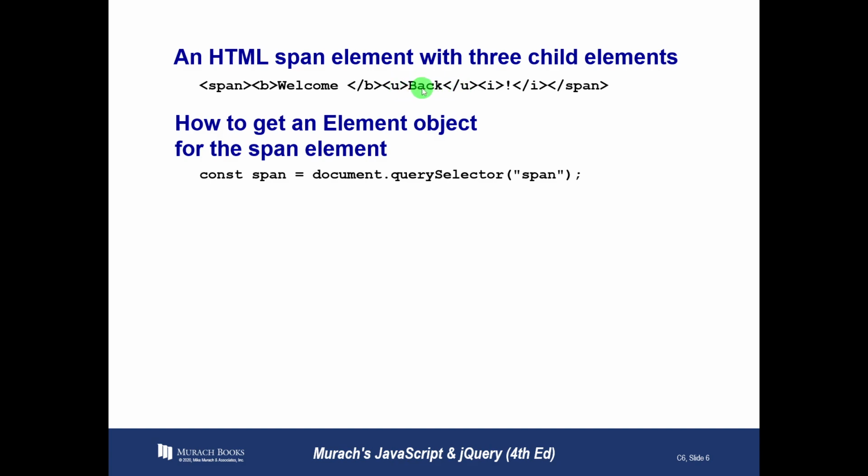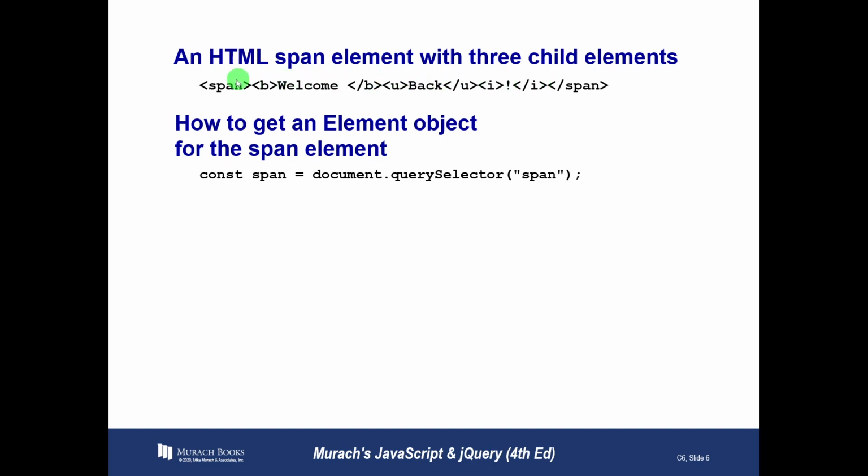And the underline is around the word back. So we have welcome in bold, back is underline. And then we have italics around the exclamation point. So the span is a parent node, the bold is a child node, the U is a child node, and the italics is a child node.